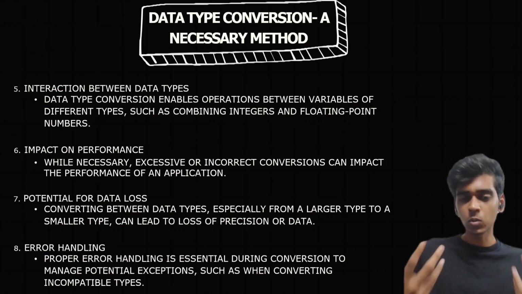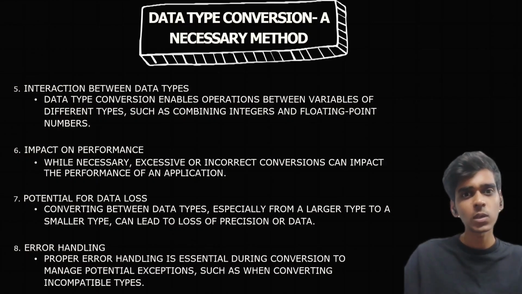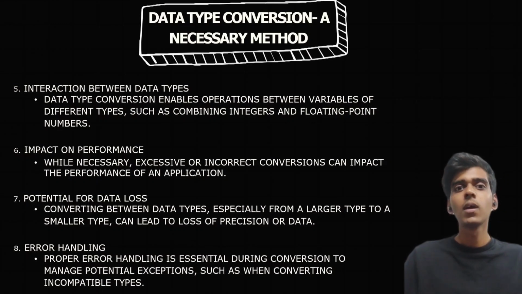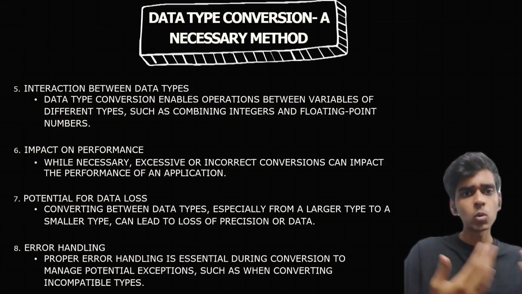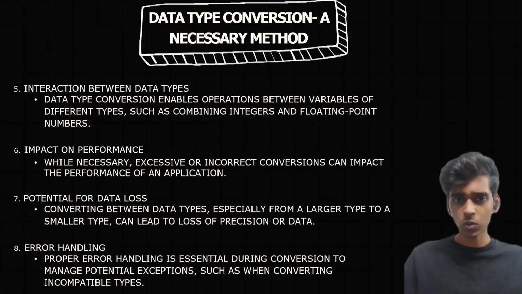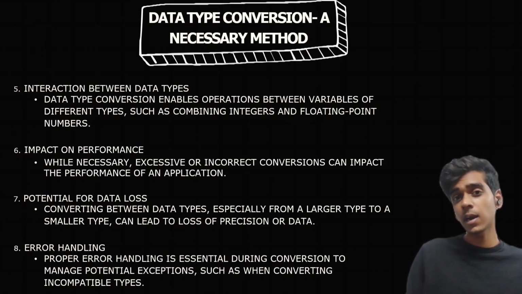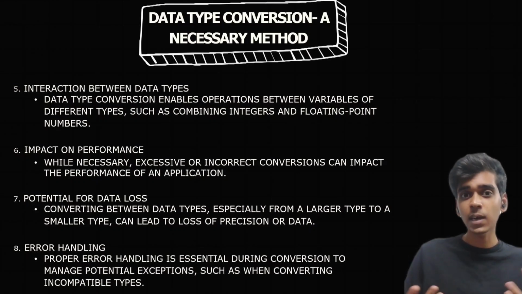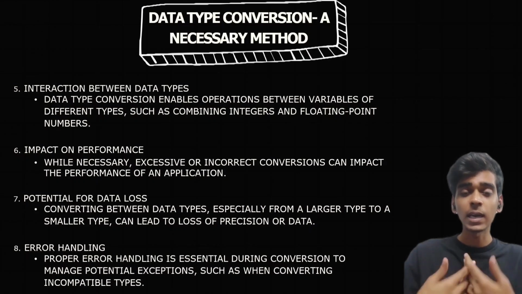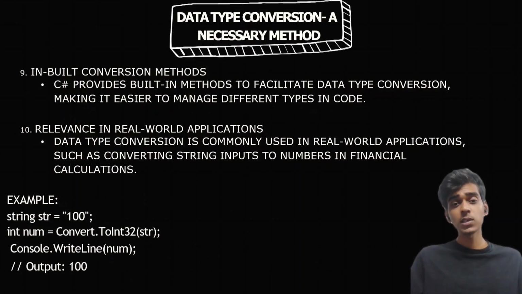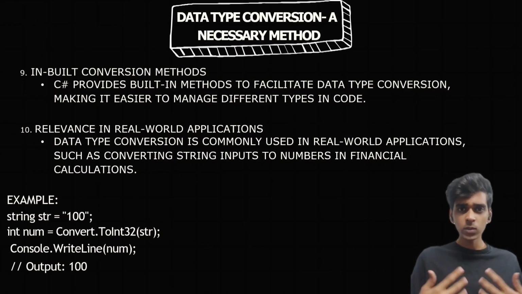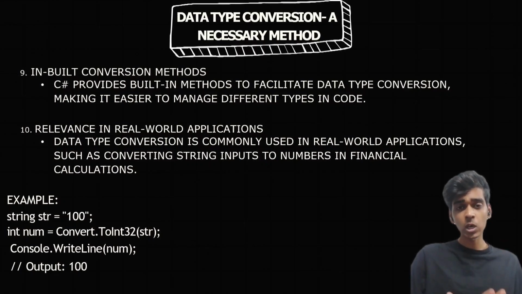But excessive use of these conversions or incorrect use of these conversions can lead to a bad impact on the application. While converting a larger type to a smaller type, we can always expect a loss of data. And sometimes error handling is also required to manage some exceptions that rise while converting incompatible data. So luckily, C# provides a lot of built-in methods to enable these conversions. And in the real world, we can expect to use these conversions to convert a string input into an integer input to do some operations on them.